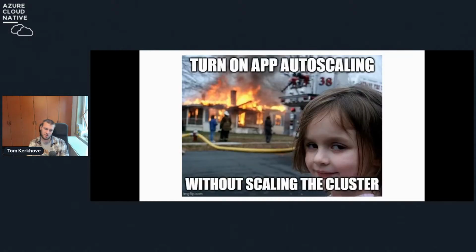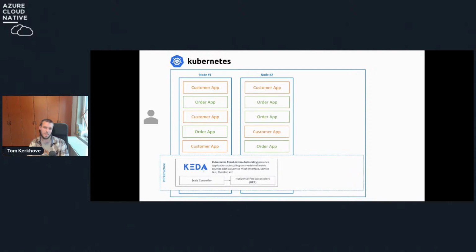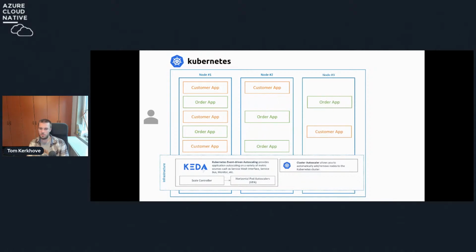And of course, you turn on application auto-scaling without scaling the cluster, and everything is fine. Please never do this, because scaling in Kubernetes is a multi-layer thing, where you can use KEDA to scale your application across nodes, but eventually you'll run out of capacity. So that's why you need cluster autoscaler or Karpenter to rebalance your workloads and basically scale out on the nodes.